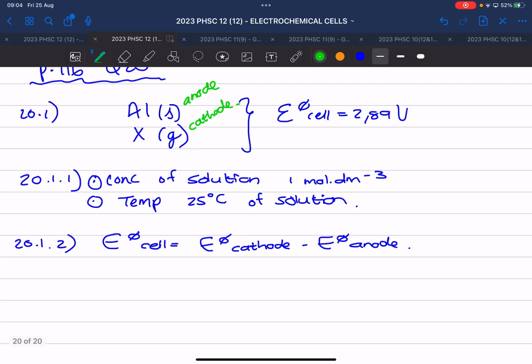Okay, so they tell us the volts of the cell is 2.89. The cathode is X, we don't know what it is. And the anode, aluminium, if you check on table 4B, it is minus 1.66.